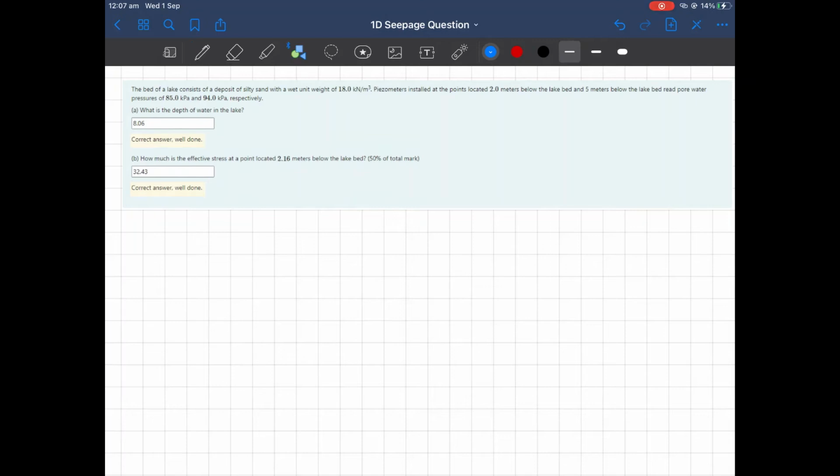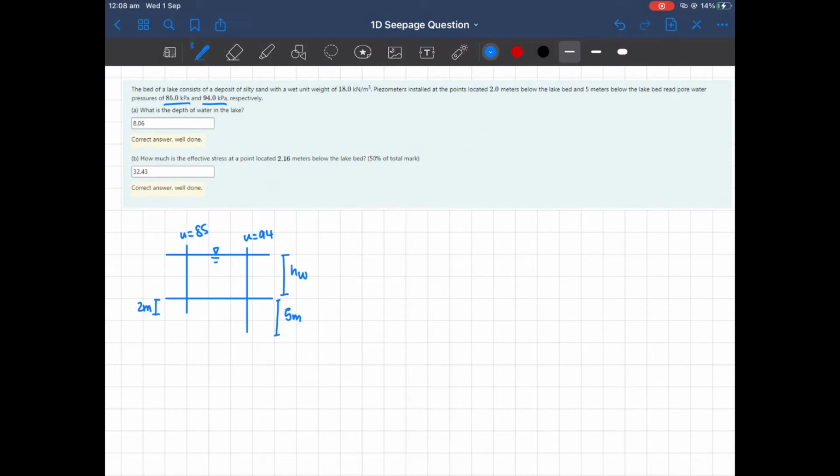So here's the water surface of the lake, and we don't know the depth of the water, so that's what we have to figure out. We're given the fact that there are two piezometers installed, one at a depth of 2 meters below the lake bed surface and one at 5 meters below. We're given the pore water pressures of these piezometers, 85 kilopascals and 94 kilopascals. Okay, and then here's the surface. Okay, we're asked to find this height of the water or depth of the water.